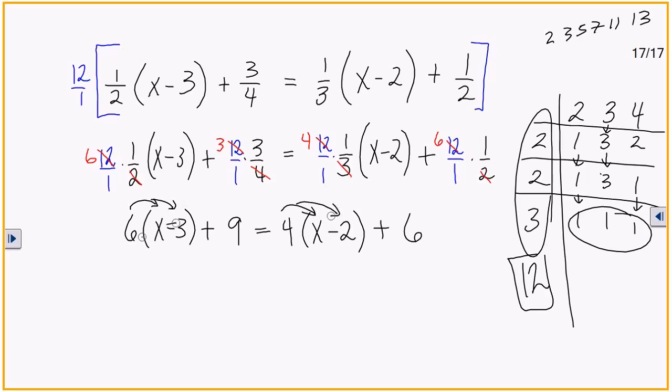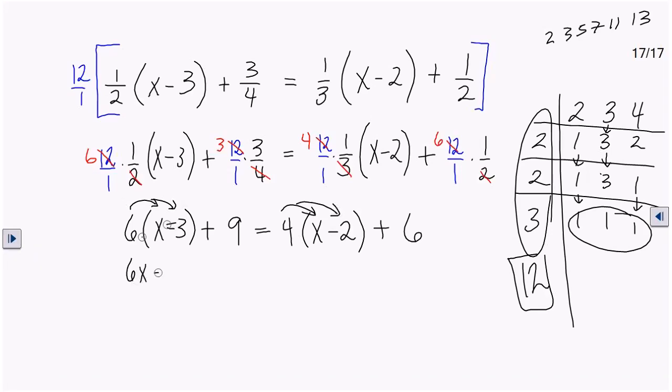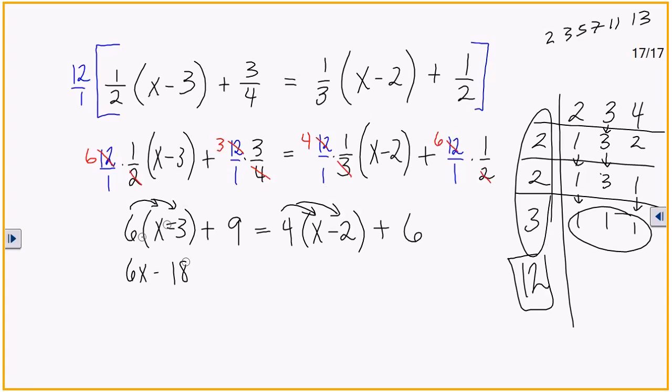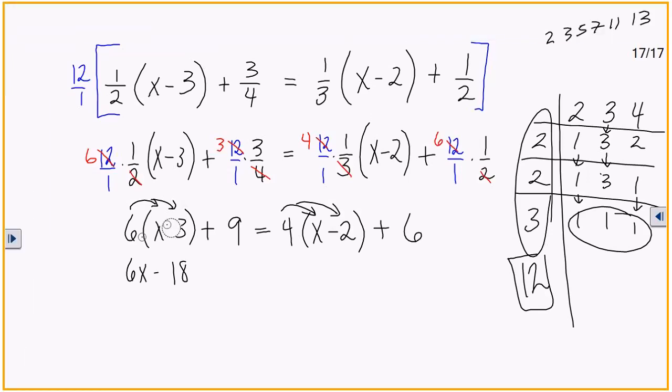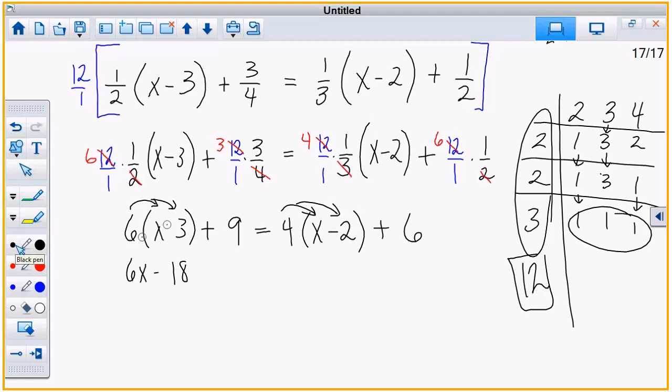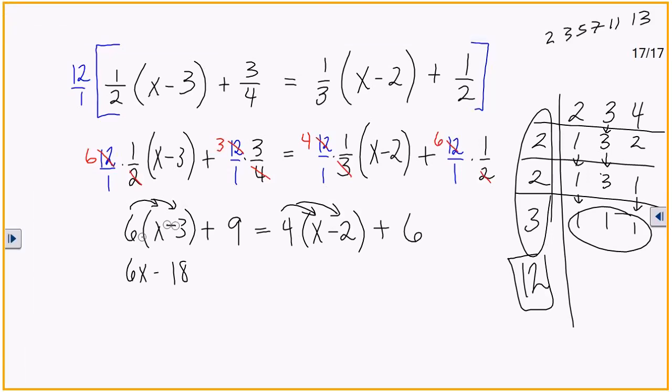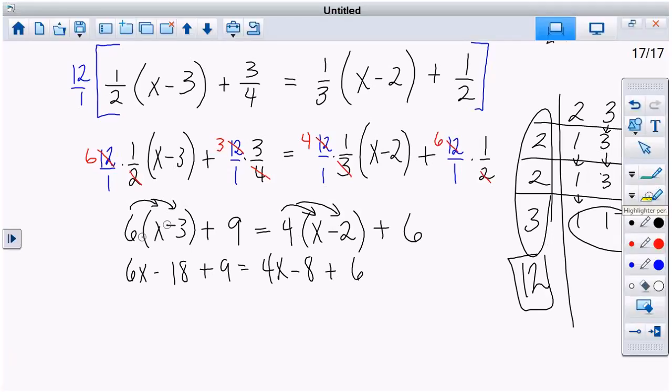So 6x minus 18 plus 9 is equal to 4x minus 8 plus 6. And of course, now I have common terms.